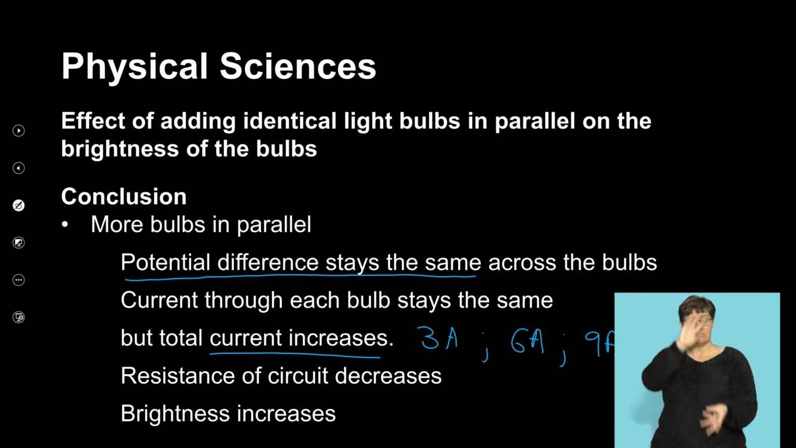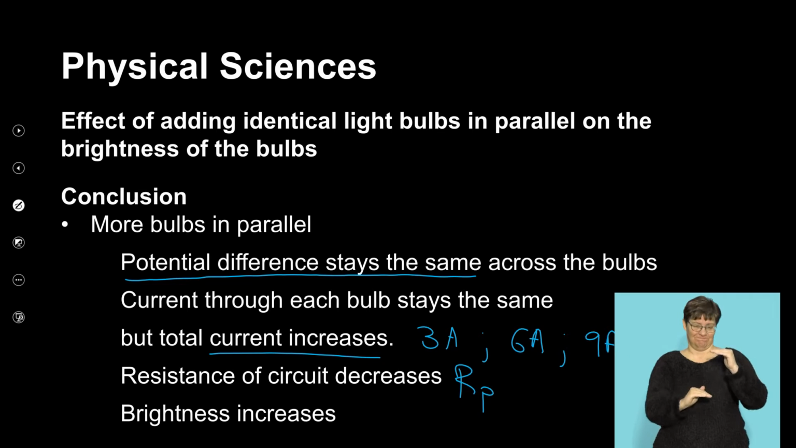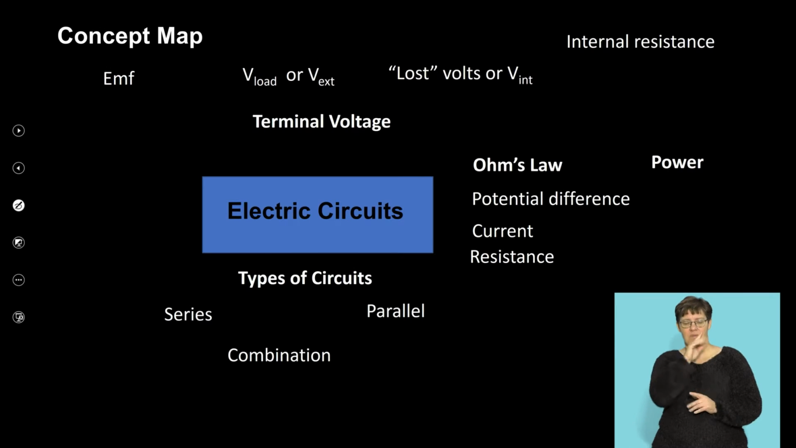But the total resistance, which is R parallel, there was a decrease in the total resistance. As a result, the brightness also increased. So we've managed to arrive at that conclusion.